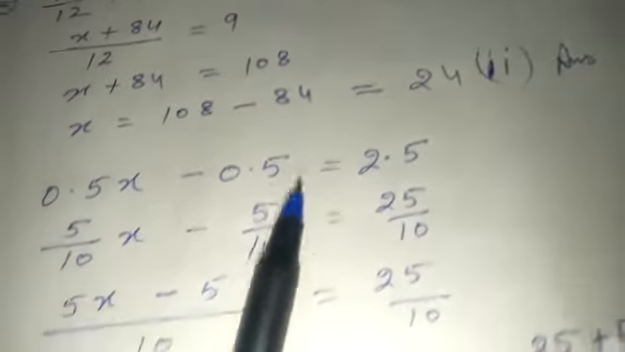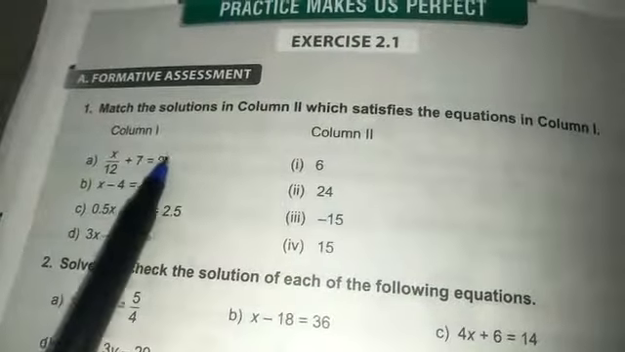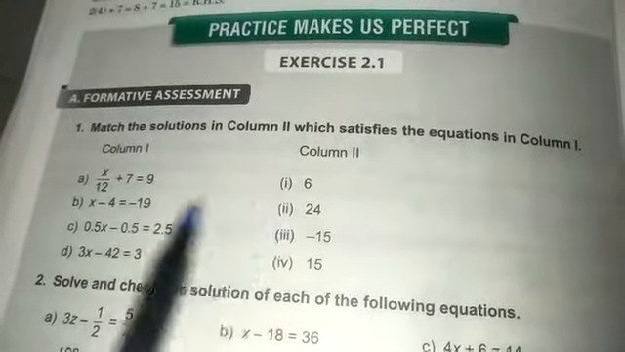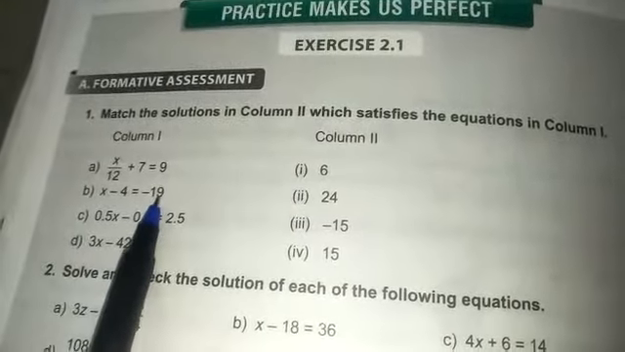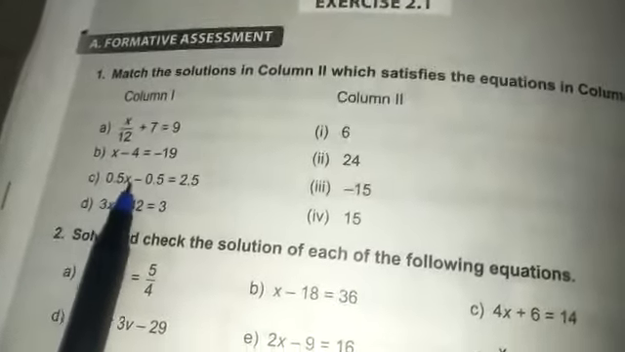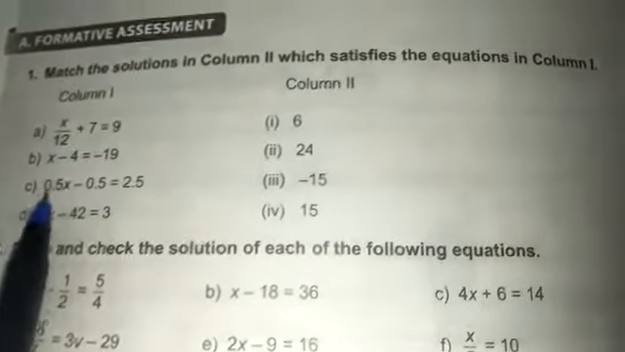That is the second option in the book. It is the second one. Second option, this one. So A matches with second, 24. Now B part. B part is very simple. Try it on your own. I am going to solve C part.